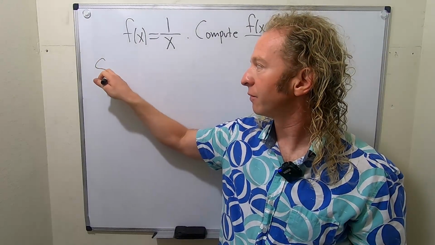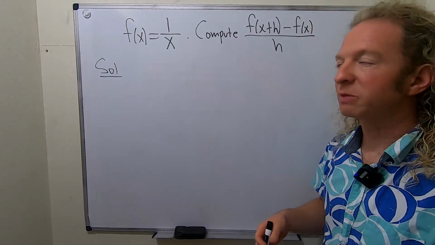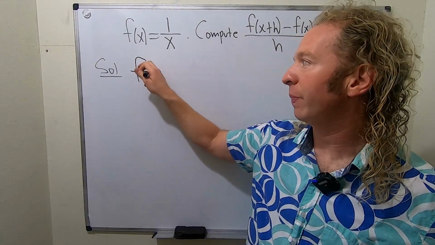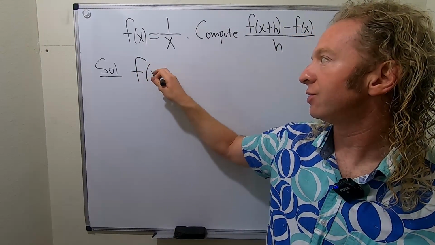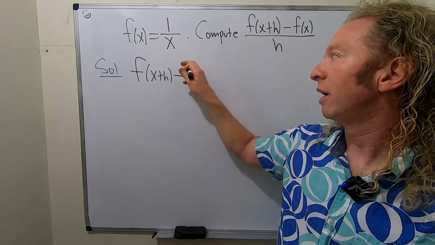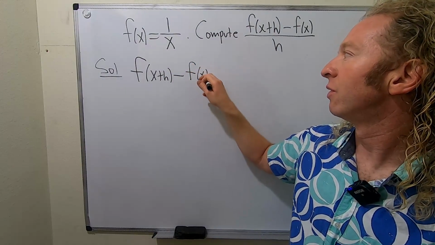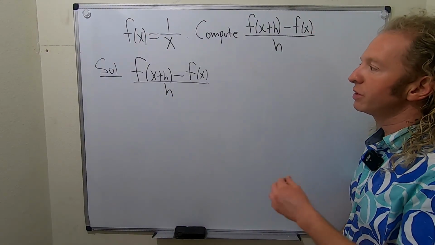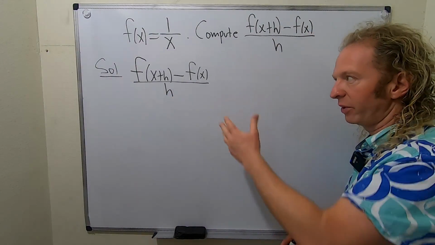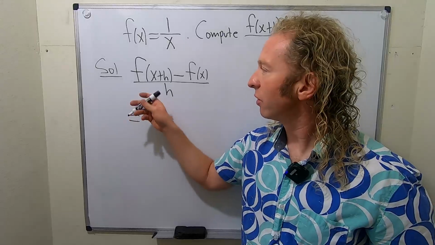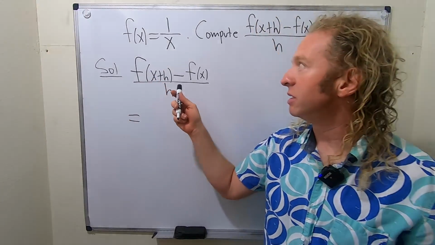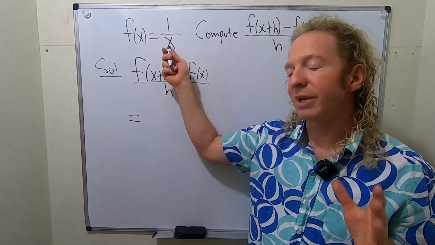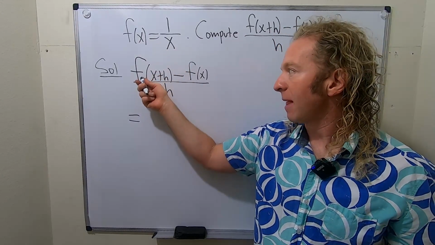So solution. I like to start these problems by writing down the formula. So let's do that first. So we have f of x plus h minus f of x all being divided by h. Okay, so now we just carefully have to evaluate this. So what does that mean? So f of x plus h means that you go here where your f of x is, and all you do is you put an x plus h there, okay? So that's what that means, right?